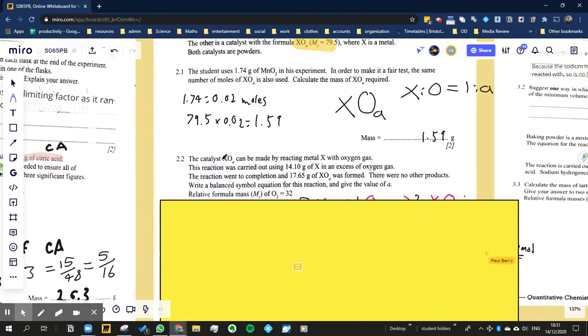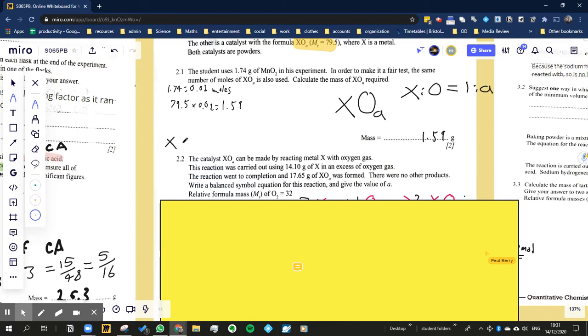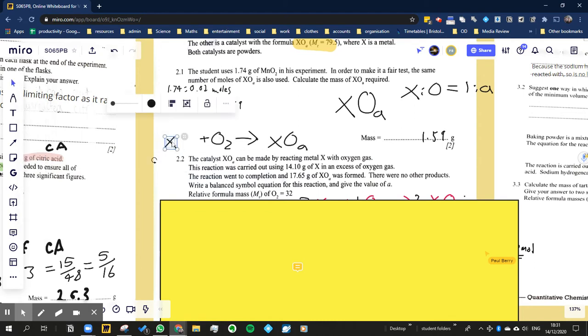So the catalyst can be made by reacting with oxygen gas. So let's just move this out of the way for a moment. The reaction would be XOA plus oxygen produces. Oh no, sorry, let's try that again. It was actually X reacting with O2 to produce XOA.